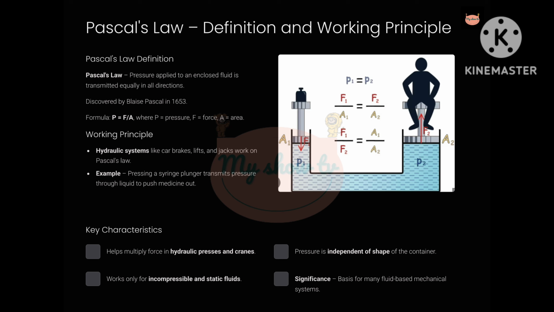Or, P equals F/A. This means if you apply a force to a small piston in a hydraulic system, the pressure generated is felt equally throughout the fluid. This same pressure can lift a much larger load if applied to a bigger piston. This is how hydraulic jacks and presses work.